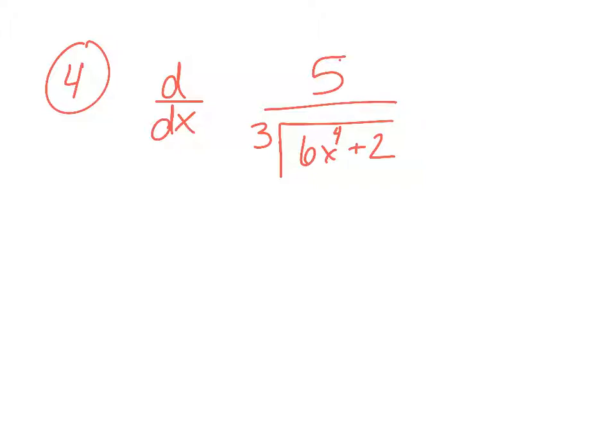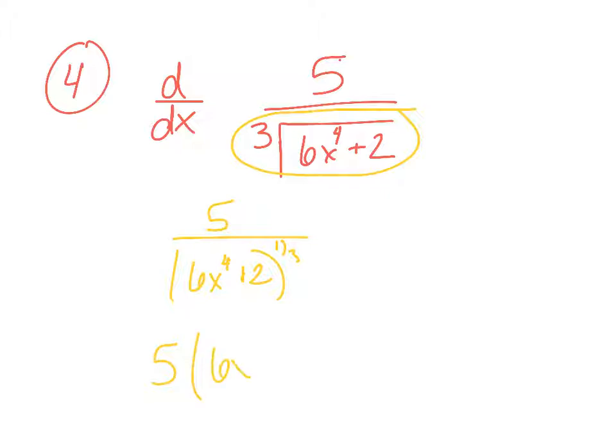All right, example number 4, our final example. Again, the most important part here is the rewriting step. So I'm going to say all of this here is really to the 1/3 power, because that's a cubed root. So my first step is to rewrite this as 5 over 6x to the 4th plus 2 raised to the 1/3. And really you can do this in one step. I'm also going to bring it up to the top. Okay, so my rewrite is really 5 times 6x to the 4th plus 2 raised to the negative 1/3.